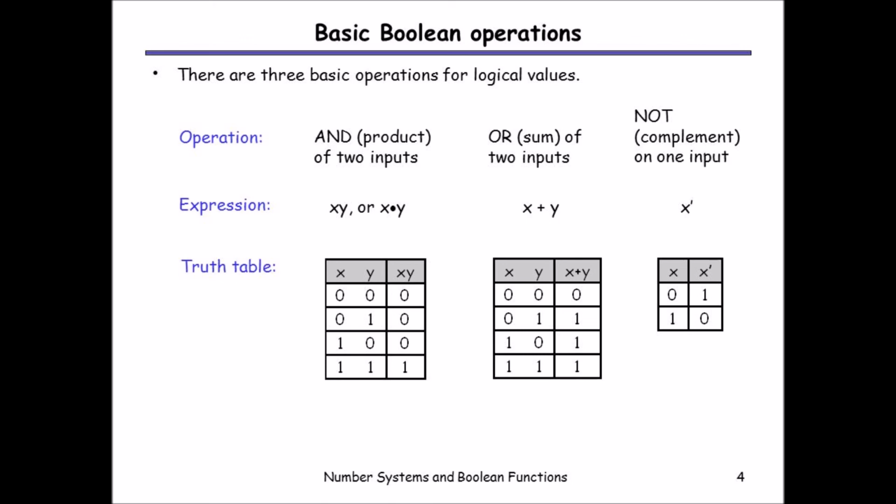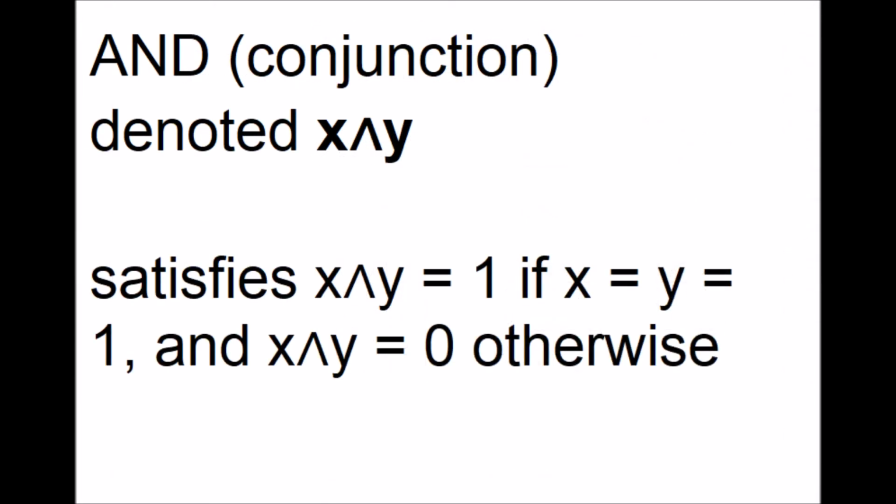AND means conjunction, denoted by this symbol. It satisfies x and y equals 1 if x equals y equals 1, and x and y equals 0 otherwise.